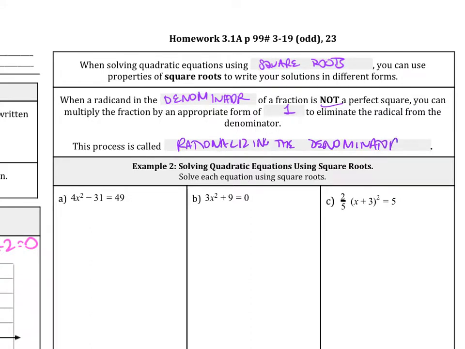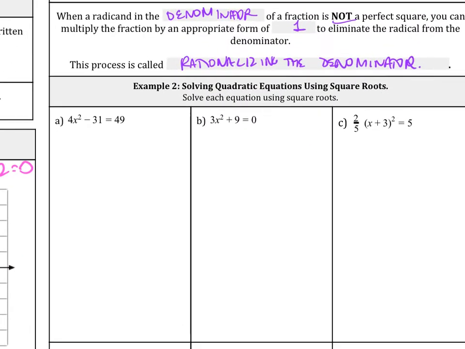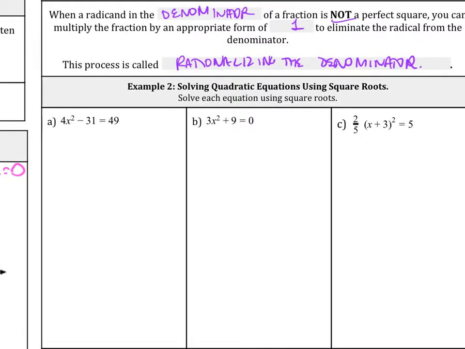So we must rationalize the denominator anytime we see a square root in the denominator, or if we see, for example, square root of 25 over 4. We have to simplify it. So let's try these examples. Solve quadratic equations using square roots.